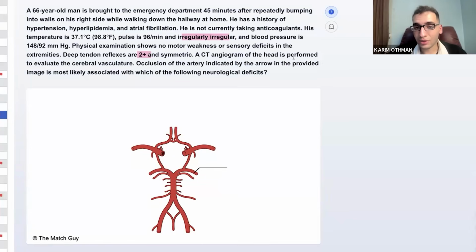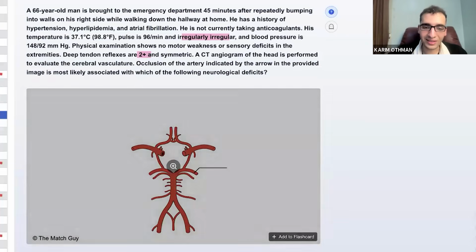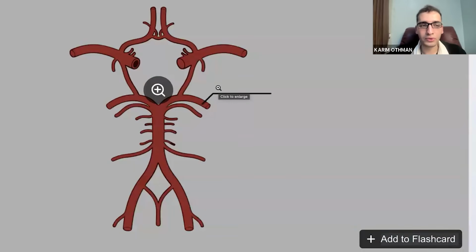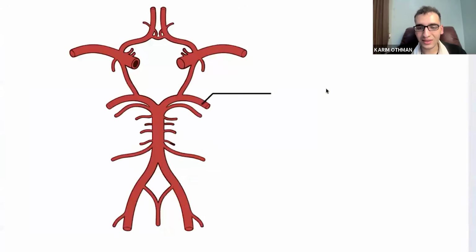A CT angiogram of the head is performed to evaluate the cerebral vasculature, and they are asking: occlusion of the artery indicated by the arrow in the provided image is most likely associated with which of the following neurological defects? So that's the image here, and they're asking, occlusion of this artery will cause what? So which artery is this?